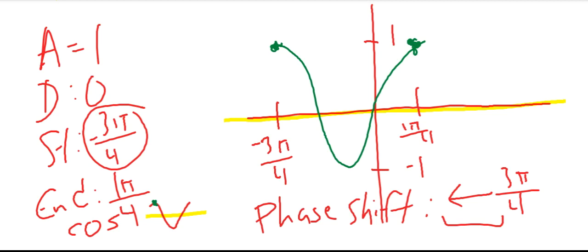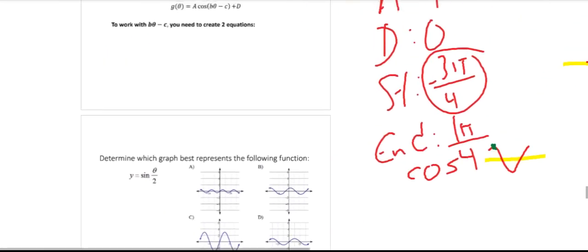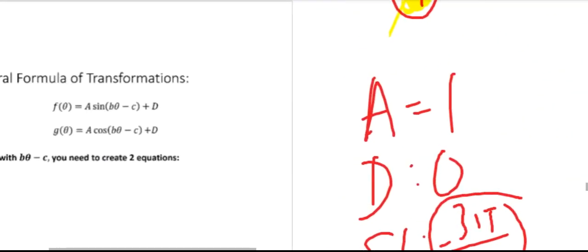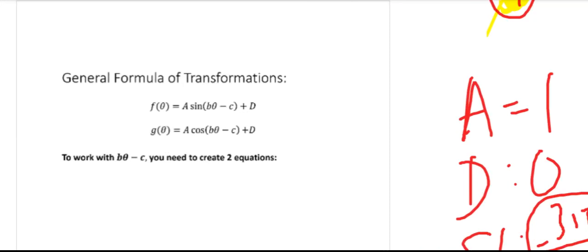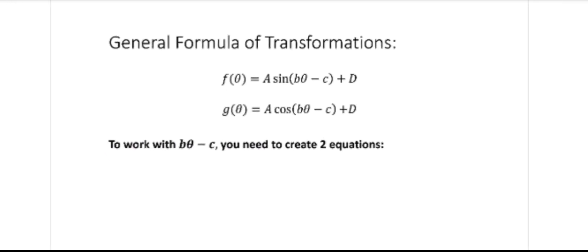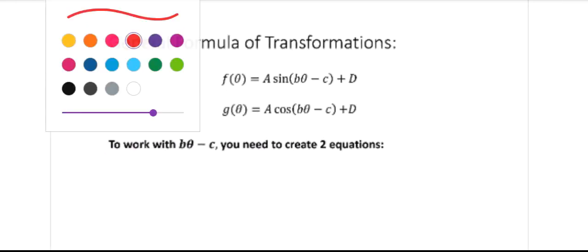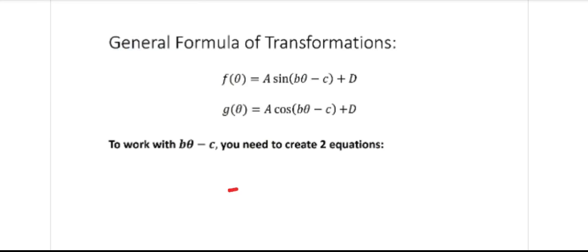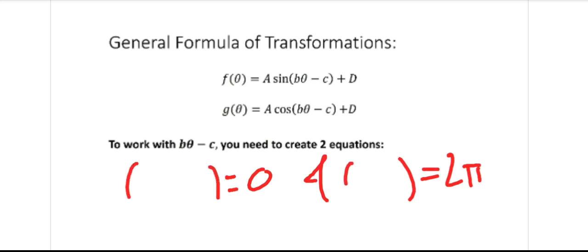Okay? So that is the last example I want to do where I work on the inside parentheses part only. So just really think about this here. To work with the inside of the parentheses, we form two equations, equal to 0 and then equal to 2 pi. And we basically bring down whatever is inside the parentheses. You don't have to write the parentheses. I'm just writing it now just so you can understand that.